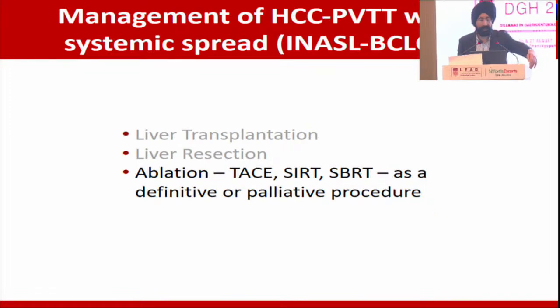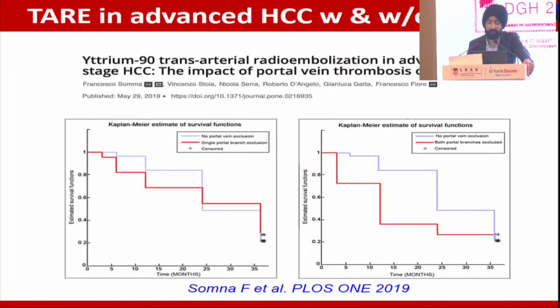Now what about ablation of these patients as a definitive or a palliative procedure? If you do TARE in advanced stage HCC, they obviously have a better survival compared to if they did not, or if they had systemic treatment. And it's not influenced if there is a single portal vein branch occlusion with tumor thrombus. But if both branches are occluded, then they obviously have slightly worse survival than if they did not have portal vein occlusion.